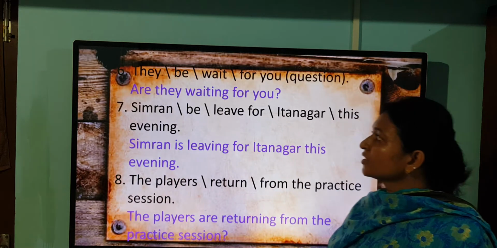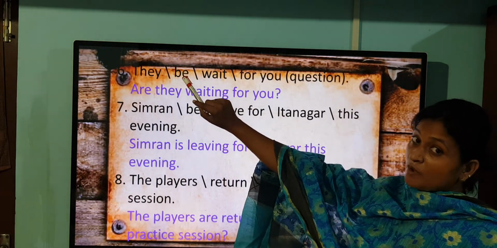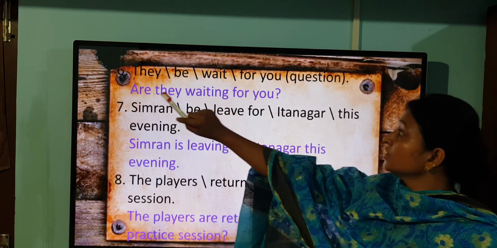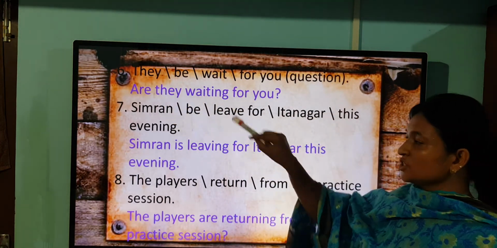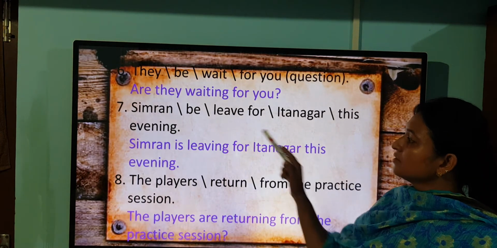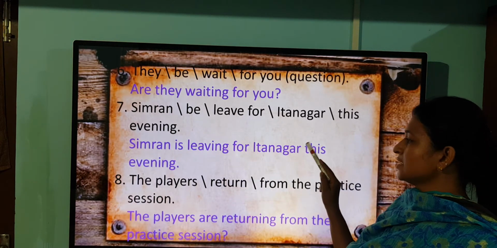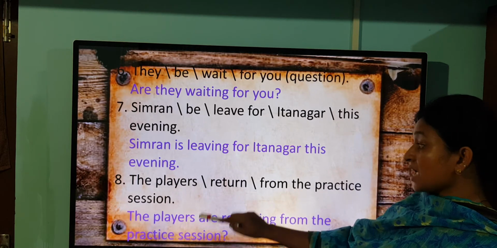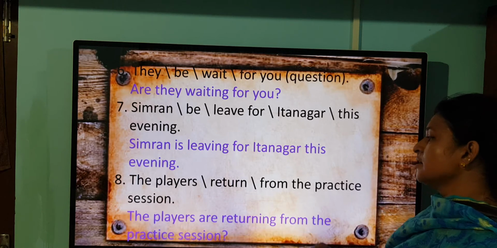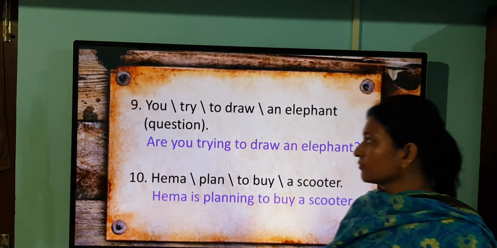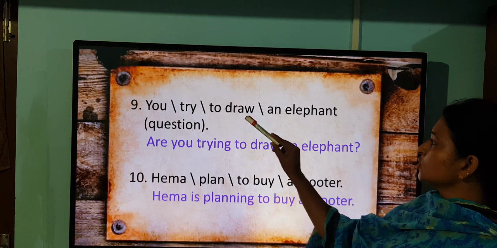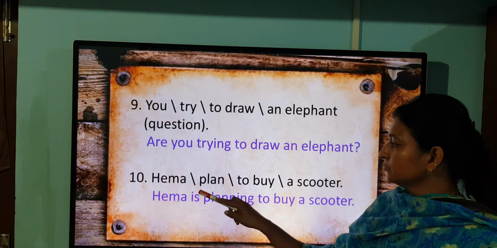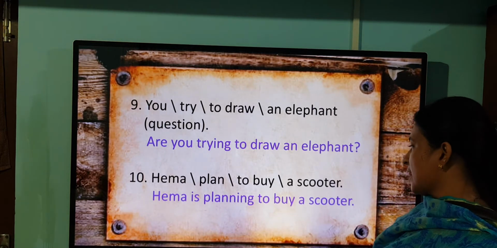They be, you know the be form of the verb. Is, am, are. These are all be forms. So here which form? Since you have to make a question, are they waiting for you? Simran is leaving for each another this evening. The players return from the practice session. The players are, plural form, are returning from the practice session. You try to draw an elephant. Question. Are you trying to draw an elephant? Hema is planning to buy a scooter.